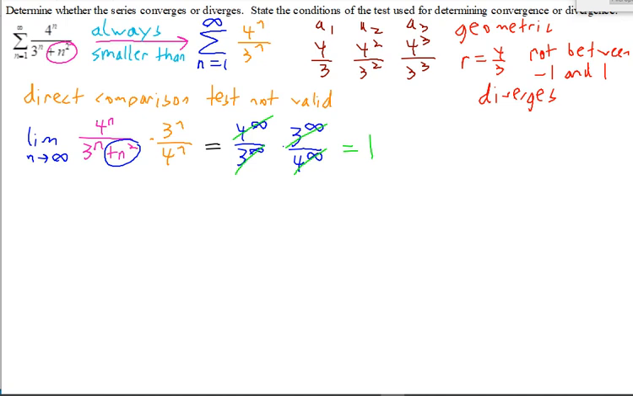So here we can say the series diverges by, first let's talk the limit comparison test.